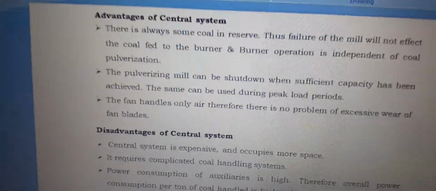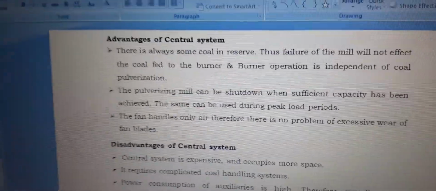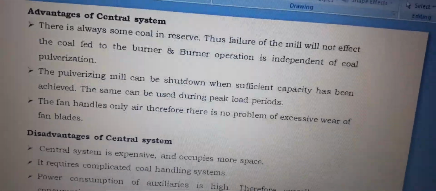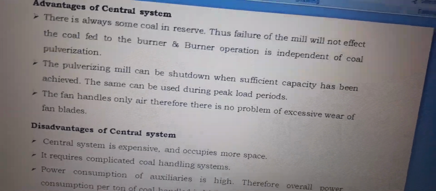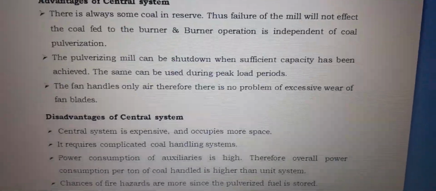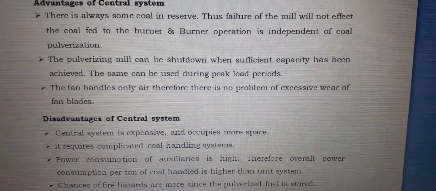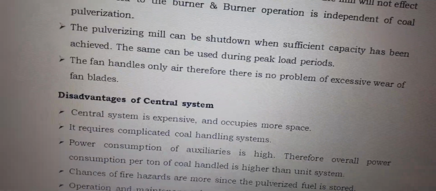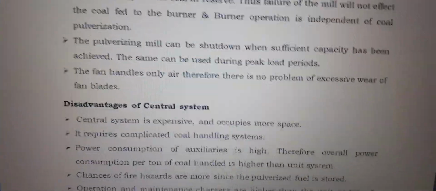Next, advantages of the central system. There is always some coal in reserve, thus failure of the mill will not affect the coal fed to the burner, and burner operation is independent of coal pulverization. The pulverizing mill can be shut down when sufficient capacity has been achieved. The same can be used during peak load periods.